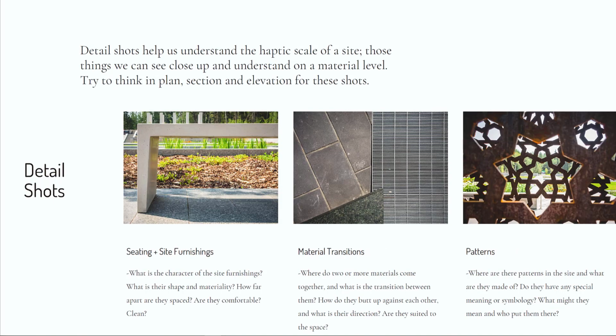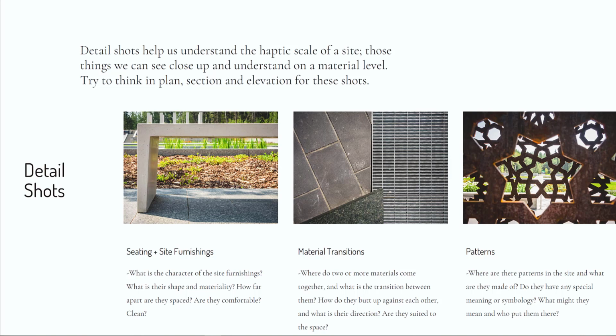Detail shots. So detail shots help us understand the haptic scale of a site. The haptic scale means things that we can see up close and touch and understand on a material level. So when I take detail shots, I try to think in plan, section, and elevation. Some things you might want to focus on for details are seating and site furnishings.